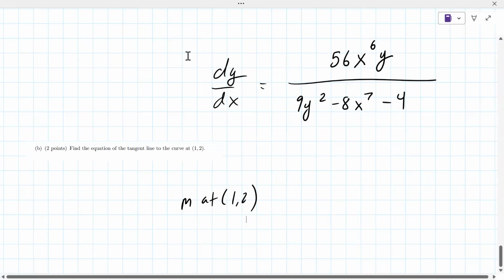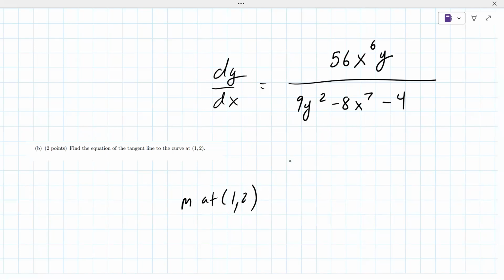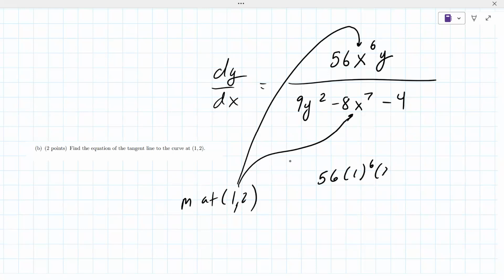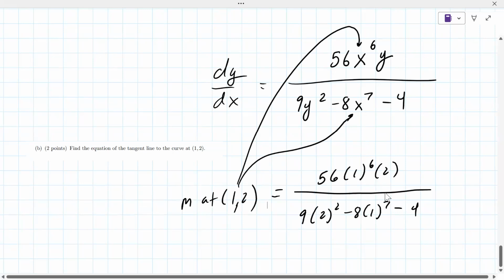I could plug it into the dy/dx equation, right? That's right. Okay. It looks worse than it is. Like 1 to any power is 1, it doesn't become this outrageous thing. Actually, I don't know what to do. So you're putting 1 in for x, and you're putting 2 in for y. Oh, okay. We are practicing for the real thing, so it's okay to ask these questions.